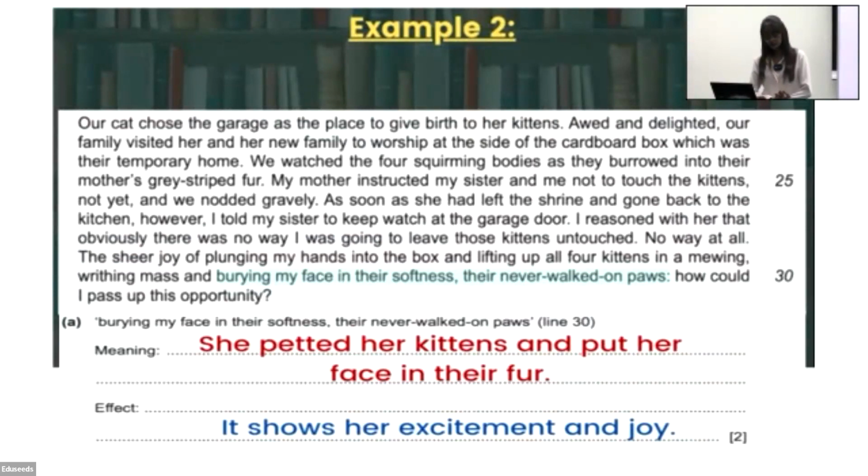Meaning, what does it mean? This is basically a character with her kittens. The meaning is she patted her kittens and put her face in their fur. Burying my face in their softness. The literal meaning here, you have to imagine this: she patted the kitten and put her face in their fur. That's the literal meaning. And what effect is she trying to create? She's trying to show her excitement and joy. That's the writer's effect on the reader.